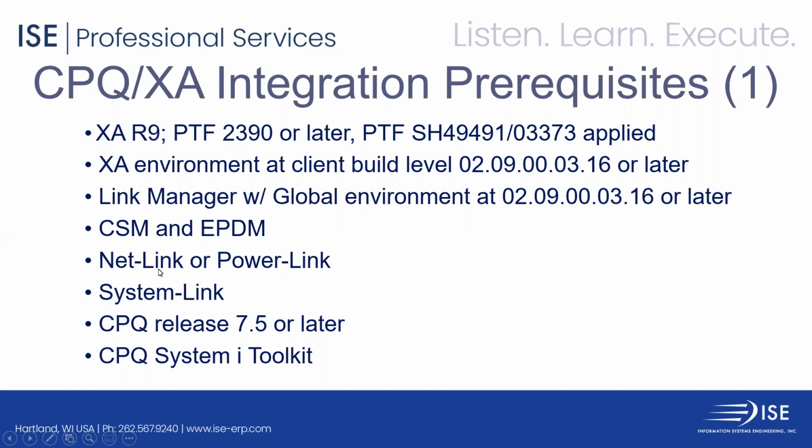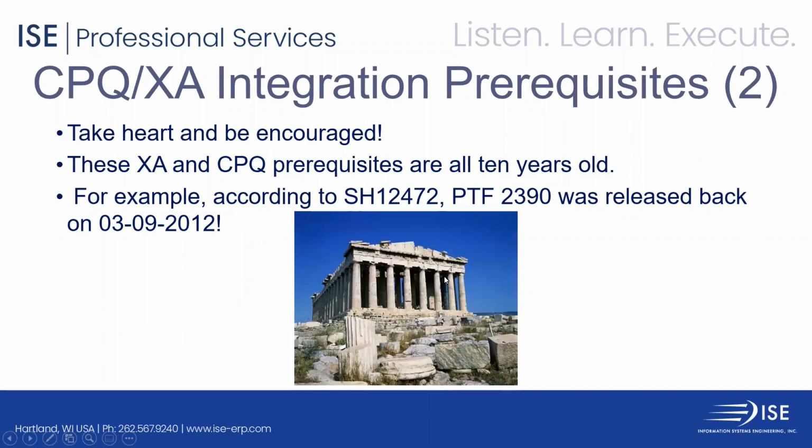You definitely need one of the XA graphical user interfaces, either NetLink or PowerLink. SystemLink definitely needs to be available and running. And then CPQ, you need to be 7.5 or later, and you need the CPQ System I toolkit. But take heart and be encouraged. That list may look intimidating, especially if you're not an IT type person, but those prerequisites are all 10 years old.